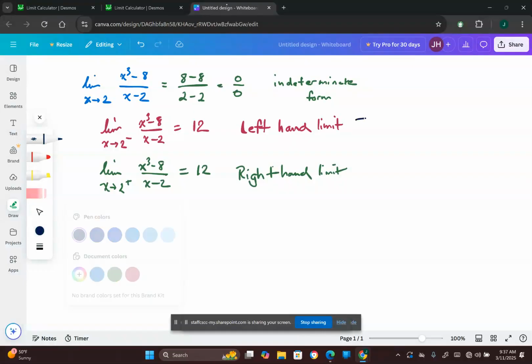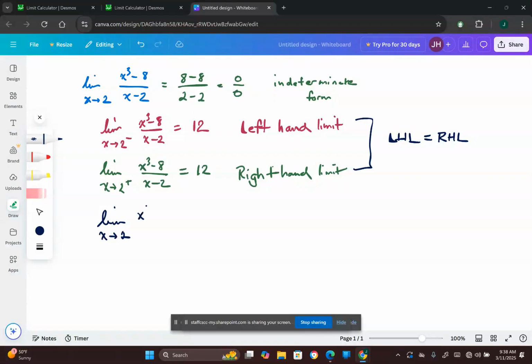Now, here's the great thing about limits. If both of these are the same, if the left-hand limit equals the right-hand limit, then we can talk about the value of my two-sided limit, which is just written the limit as x approaches 2 of x cubed minus 8 over x minus 2. It seems to me the answer to this limit is 12.